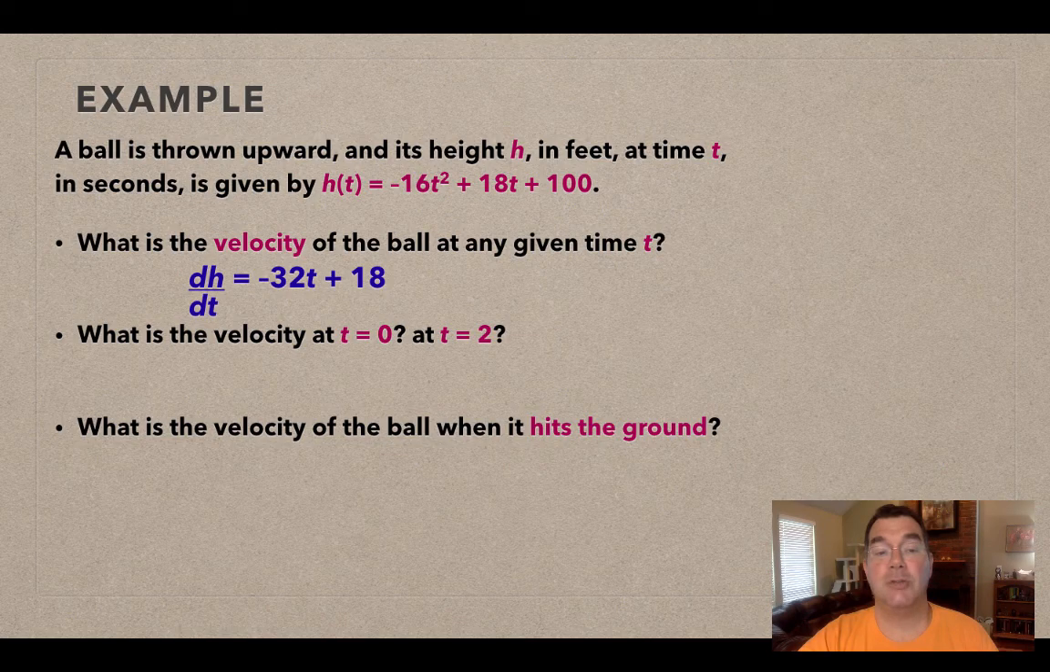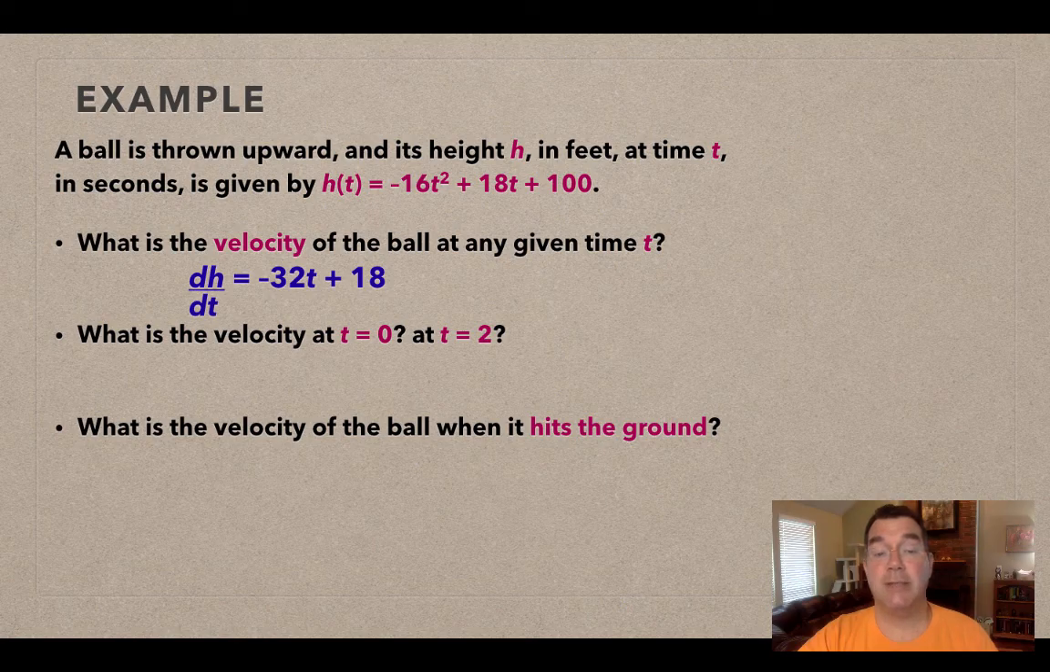To find the velocity of the ball at any given time, I simply take the derivative. The derivative of negative 16t squared is negative 32t. The derivative of 18t is 18. And the derivative of 100 is 0. So that is the expression that gives me my derivative for any given time t. Now I can use that to answer the second part.